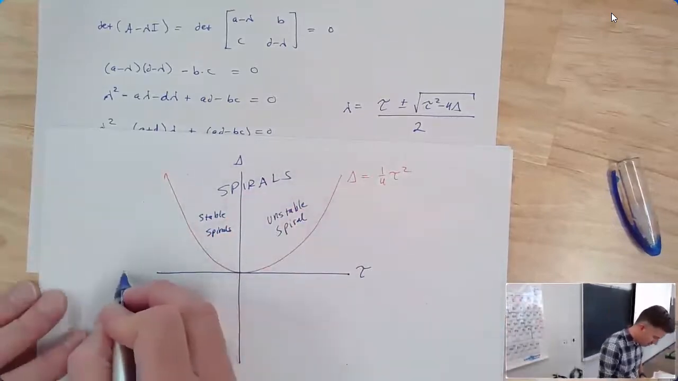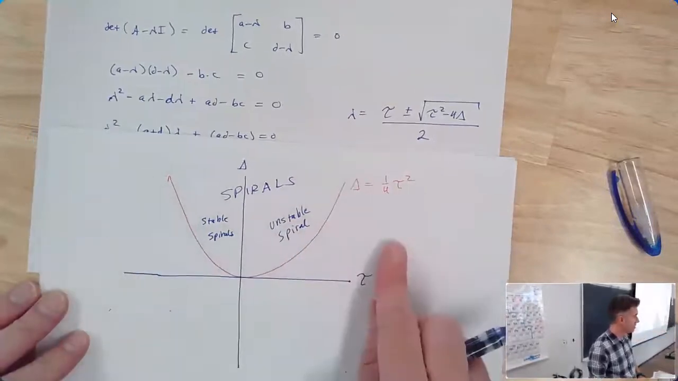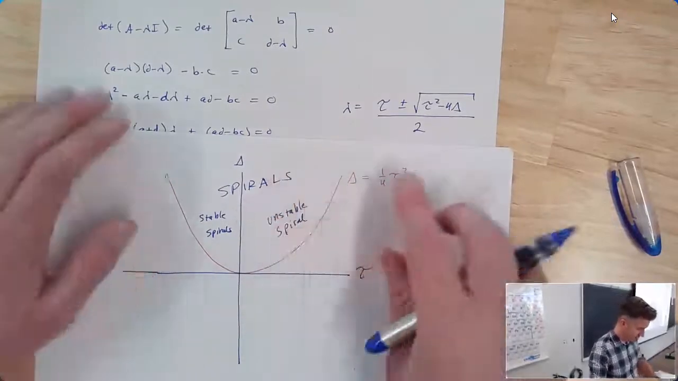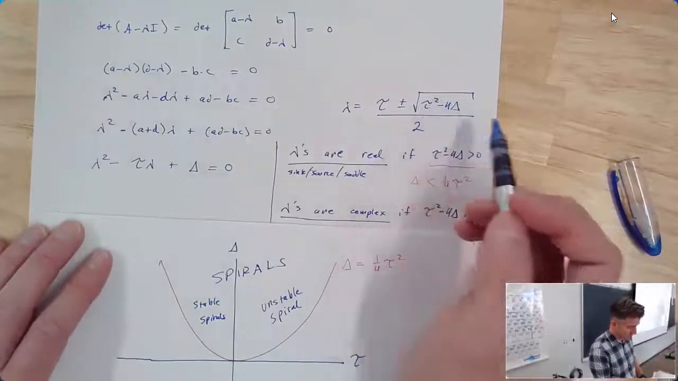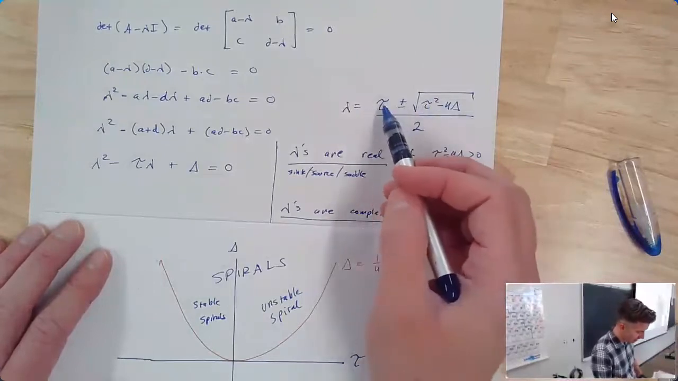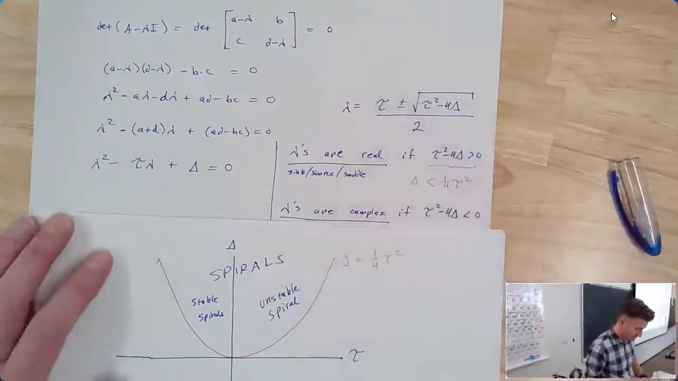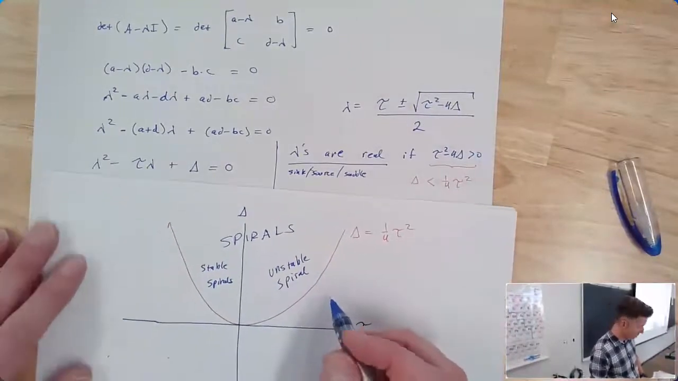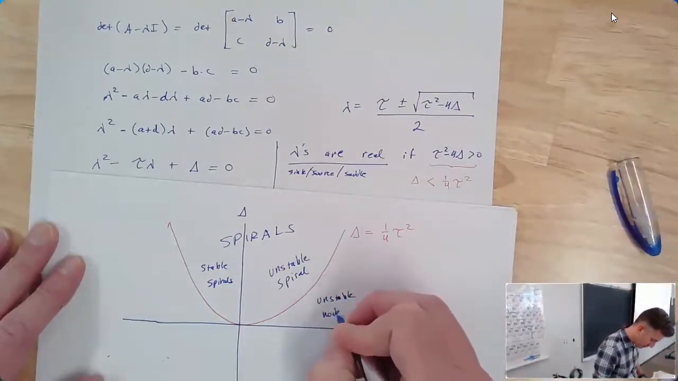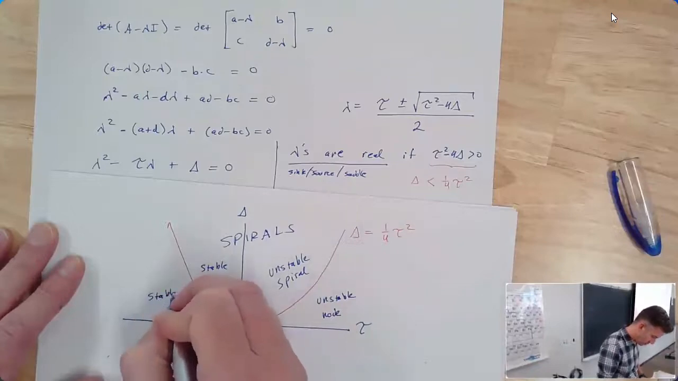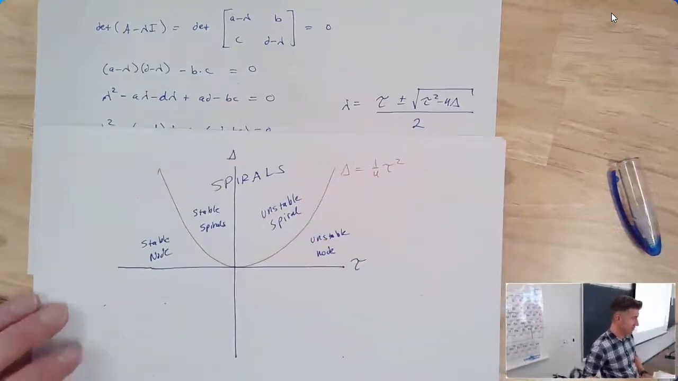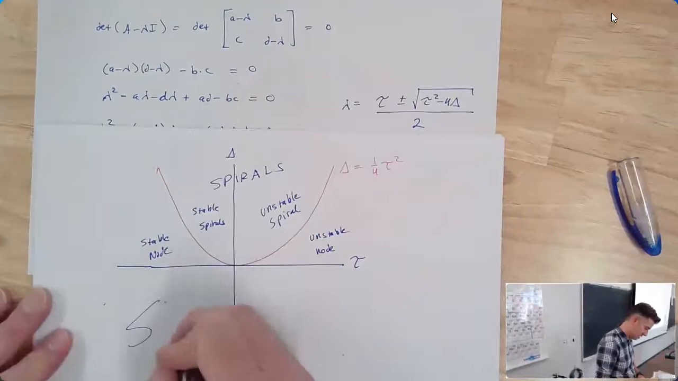And then below this parabola, we have real eigenvalues. Where this part here is positive, then you're going to have real eigenvalues. And if the determinant is positive, a couple of different things can happen. If you're up here where the trace is positive, you're going to have unstable nodes. Or over here, a stable node. And then down here, where the determinant is negative, saddle land.